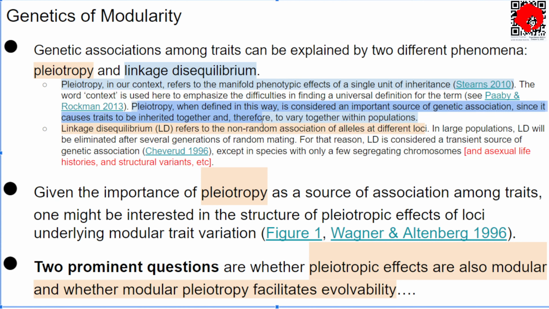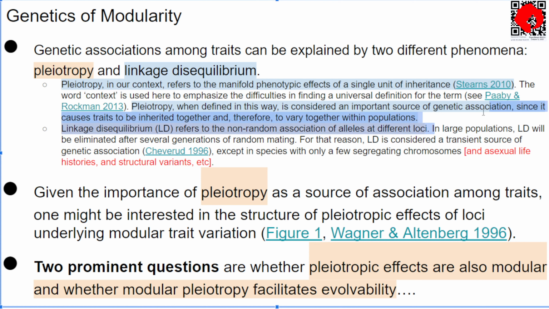Pleiotropy, when defined in this way, is considered an important source of genetic association since it causes traits to be inherited together and therefore to vary together within populations. So pleiotropy is when, again, just speaking coarsely, one locus or one change at a locus induces changes in multiple phenotypes or their measurement. A second genetic mechanism by which modularity can arise in phenotypes is linkage disequilibrium, or LD, referring to the non-random association of alleles at different loci.